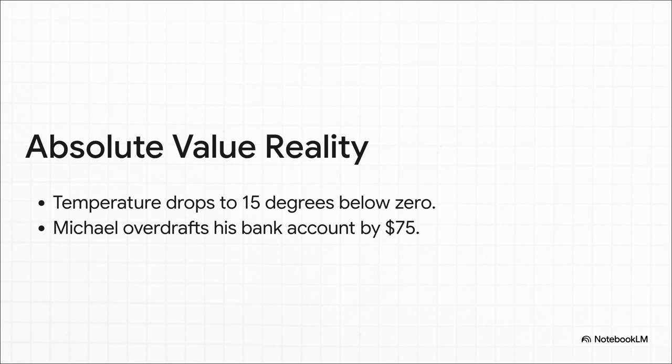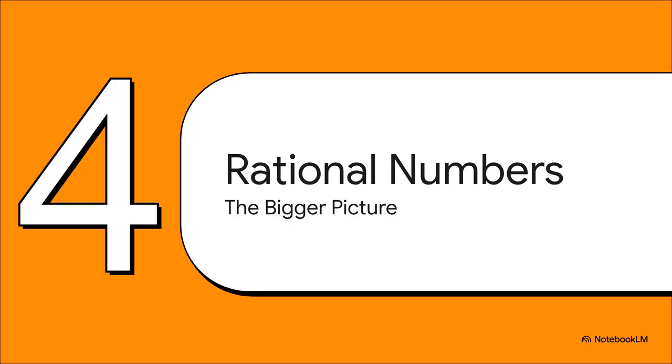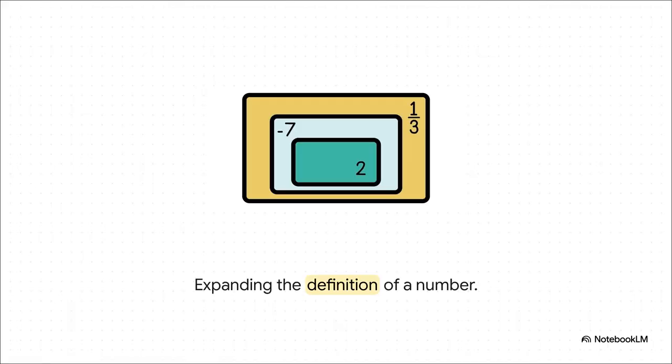The integer is negative 75, but the absolute value, the true magnitude of his real-world debt, is simply 75. Next up, Section 4, understanding rational numbers, the bigger picture. Up until now, our number line has only really featured whole numbers, right? Just jumping cleanly from 0 to 1 to 2. But the real world doesn't always fit perfectly into whole numbers. We usually need to fill in the gaps.